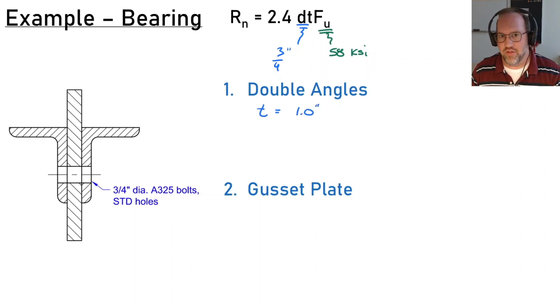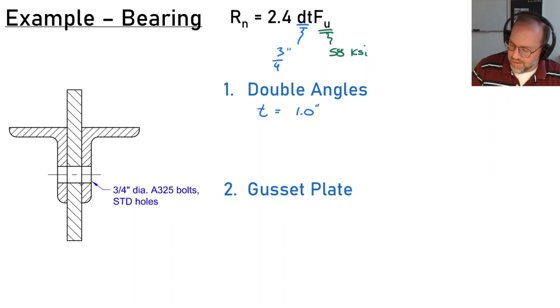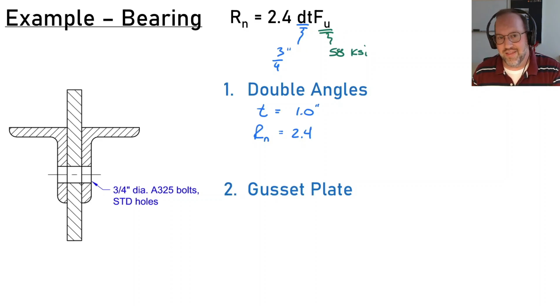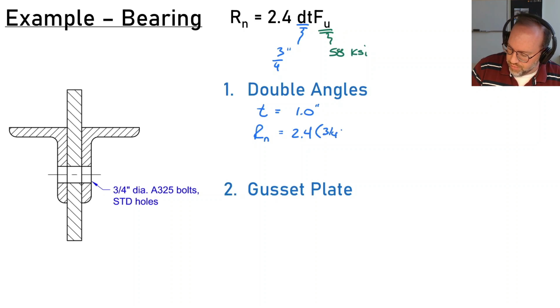That's because each angle has a 1/2 inch, but both of them are going to be working together to resist this bearing. So we're going to get 1 inch out of that. And now we can calculate our capacity. RN is 2.4. And I should mention that we're assuming that hole deformation is a concern at service because almost always you're going to assume that. So 2.4 times the bolt diameter of 3/4 inch times the thickness of 1 inch times 58 KSI is going to get us 104.4 kips.